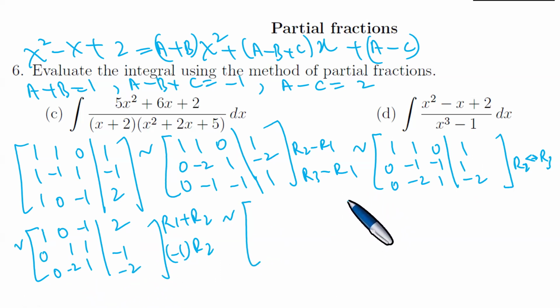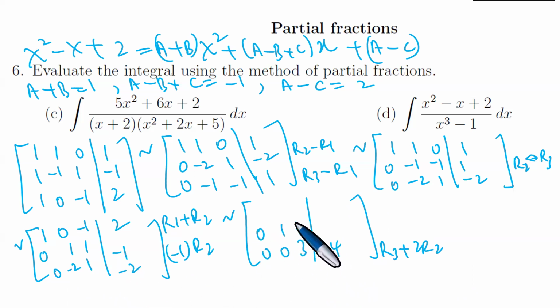Moving forward, it's going to be row 3 plus 2 row 2. Multiply row 2 by 2 and you add: you get a 3, and you get a minus 4. Okay, and therefore this is going to be exactly minus 4 thirds. In the D part, it's going to be exactly minus 4 out of 3. Okay, so we check this out.